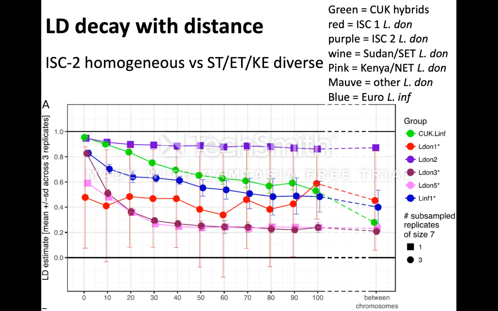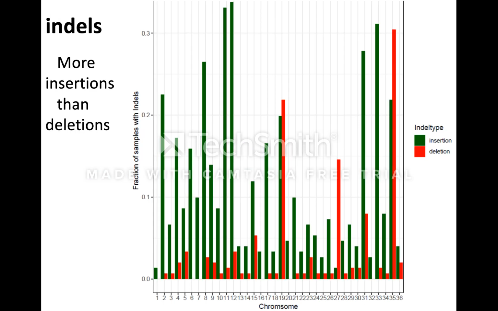In contrast, you see down here for the wine-coloured LDON 3 and pink-coloured LDON 5, they're from East Africa, the two. We see much higher levels of LD decay with distance and much more diversity. So the LD patterns within a particular sample collection are actually quite different. In terms of the indel diversity, what you see and fits in with other genomic work is that there's more insertions than deletions. So you see this right across the genome in general, with some exceptions. So indels are another feature of Leishmania genomic diversity that can be explored.